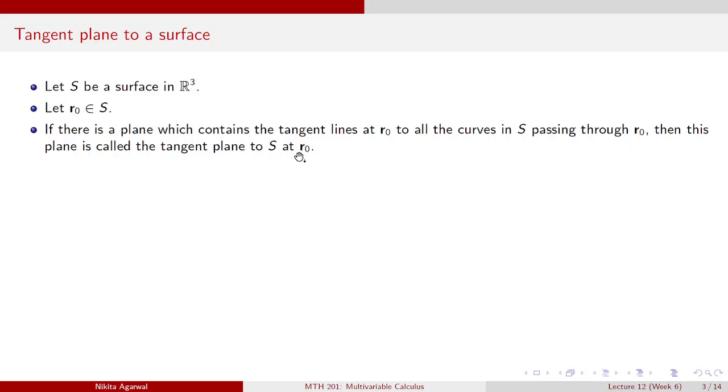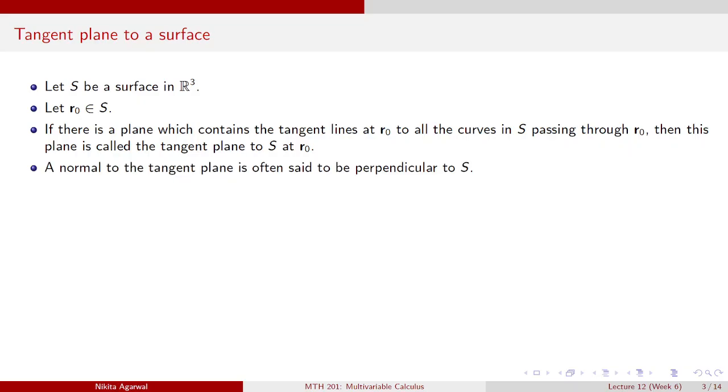So remember that such a plane need not exist, like for a function of one variable, you may not always have a tangent line, right? For example, if the graph of the function has a corner, then you know that there is no tangent line. So similar thing can happen here as well. So if there is a plane, then that plane is called a tangent plane.